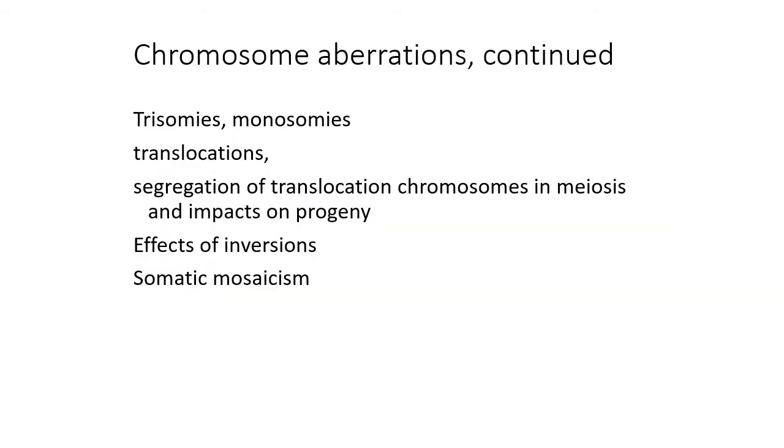Okay, so we already talked about trisomies and monosomies. Today, we're mostly going to talk about translocations. We're going to mention inversions and discuss something about how the segregation of translocated chromosomes in meiosis leads to imbalance and problems with the progeny.